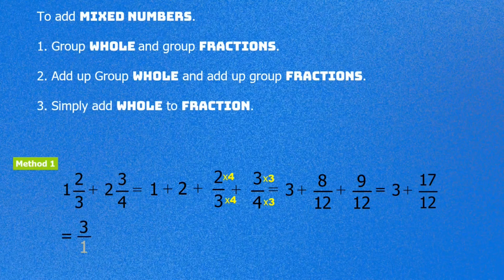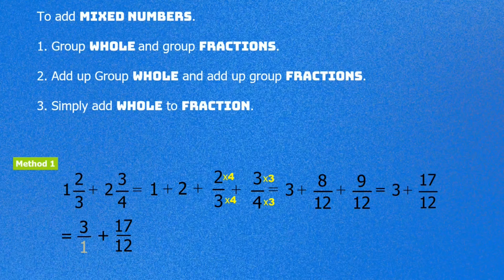We first write our whole number 3 as its fraction representation, and remember, any whole number can be written as a fraction by simply writing a 1 under the whole number. This is a fraction representation of 3. We now add our 3 to 17/12.